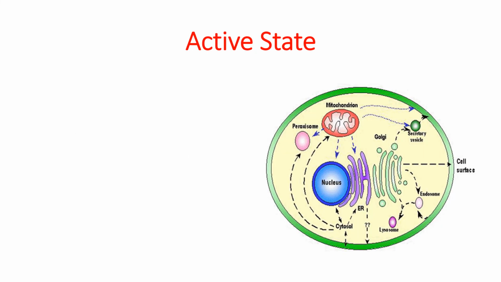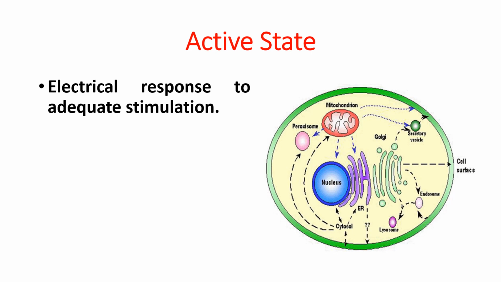Active state representation. The electrical response to adequate stimulation occurs. It consists of an all or none action potential after the cell threshold potential has been reached.